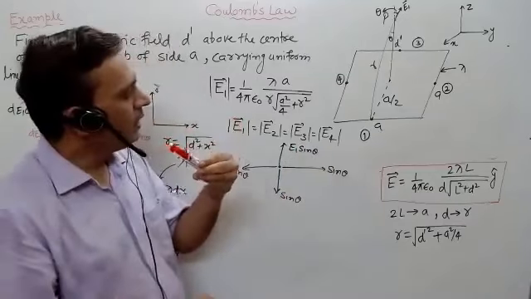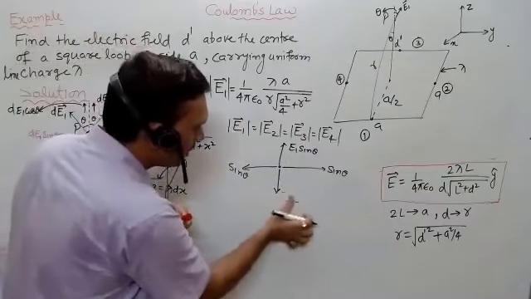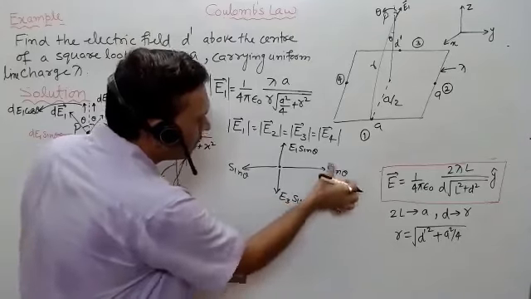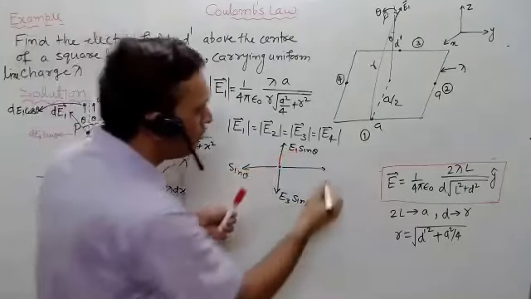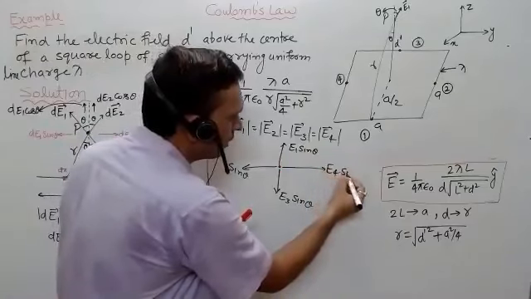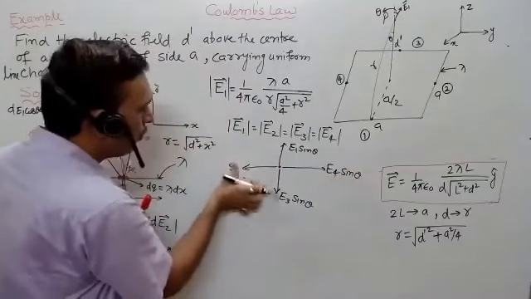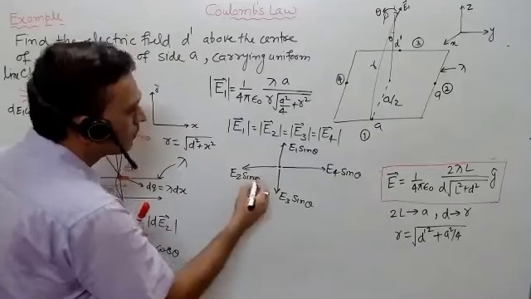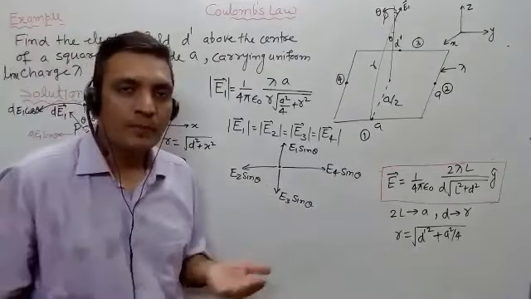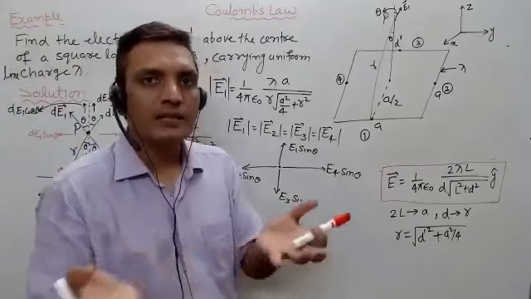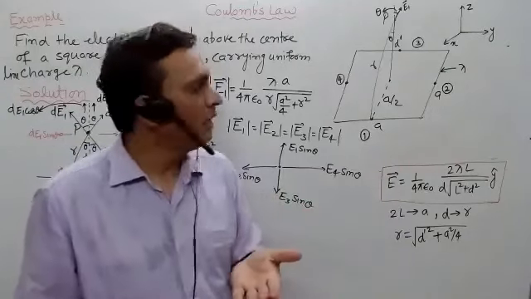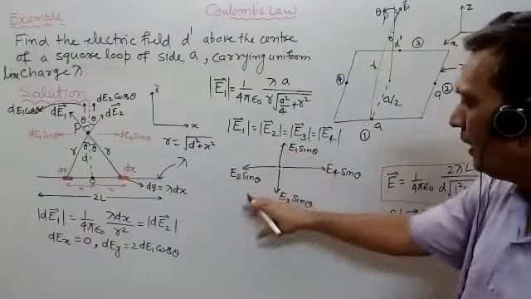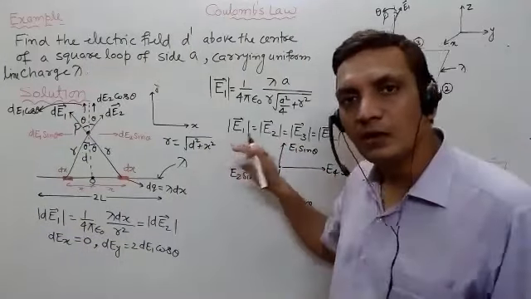And this direction is E3, so this component is E3 sine theta. Similarly, this component is E4 sine theta, and this component is E2 sine theta. So in the xy plane, the sine theta components will cancel out. So the resultant in the xy plane will be 0.